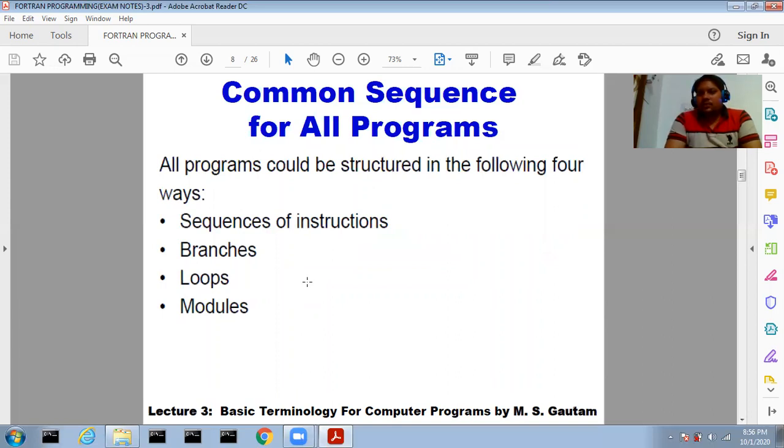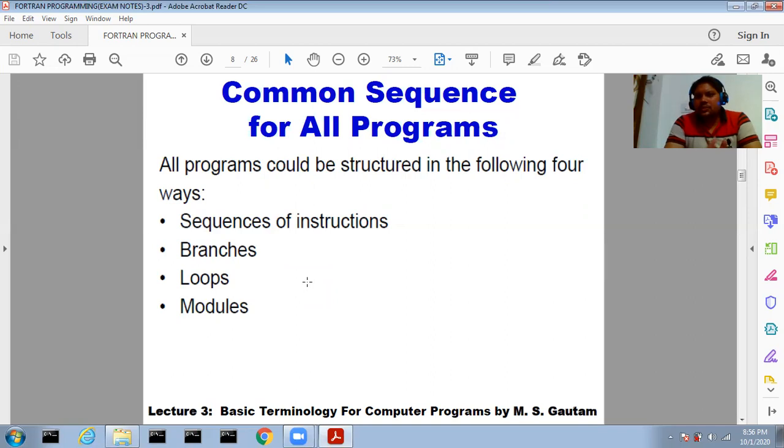Common sequence for all programs. In programming, the program can be divided into 4 parts. That is, we can say structure of the program. In any programming, we can define the structure of program, and the structure is broadly divided into 4 parts.